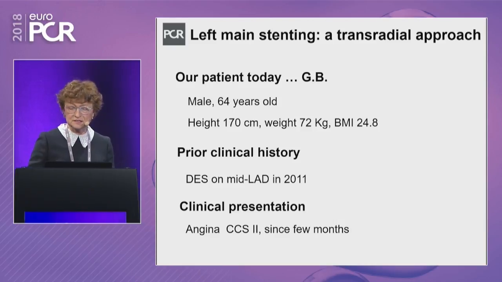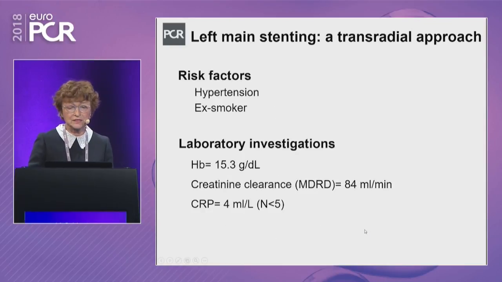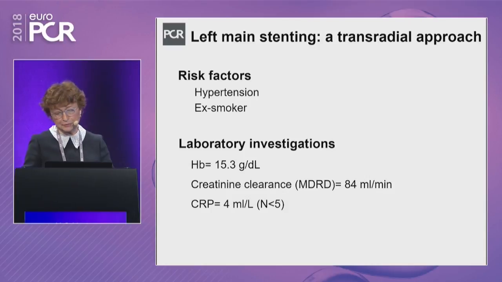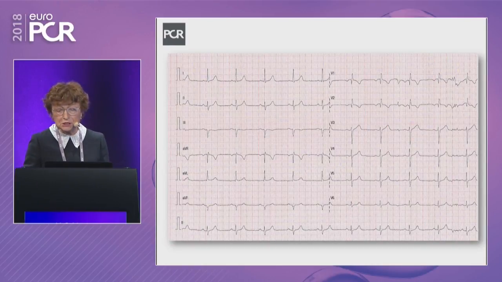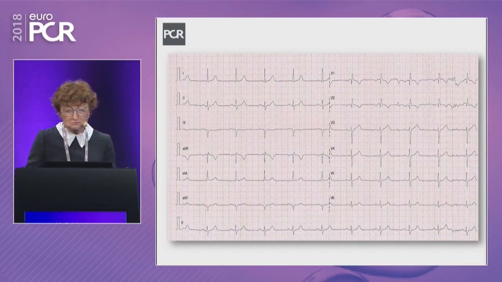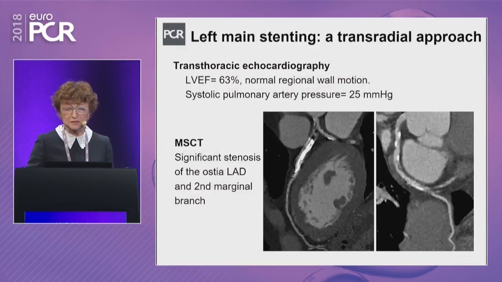And we already treated this patient in the past, in 2011, with the DES on the mid-LAD. Now he came back in a few months with angina class 2. Risk factors: hypertension, ex-smoker, and lab, let's say, nothing to say, normal renal function. You see the EKG, there is very few changes, maybe negative T waves in anterior, but not that much. And he got a CT.